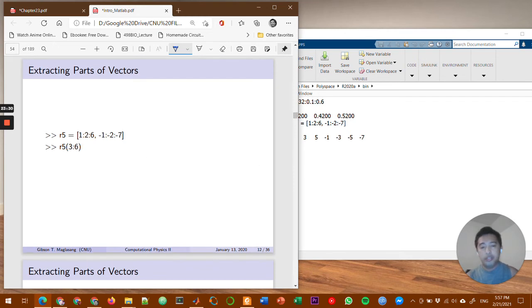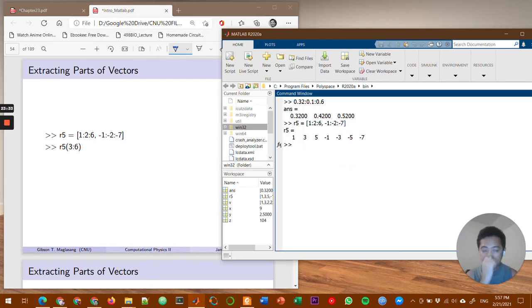So, if I have R5, open parenthesis 3 colon 6, what I want is to extract or determine the third element of the vector R5 up to the sixth element with an increment of 1. So I want to know what is inside R5 at elements 3, 4, 5, 6. Okay? So if I hit enter, I get 5, negative 1, negative 3, negative 5. That is the third element up to the sixth element. Okay?